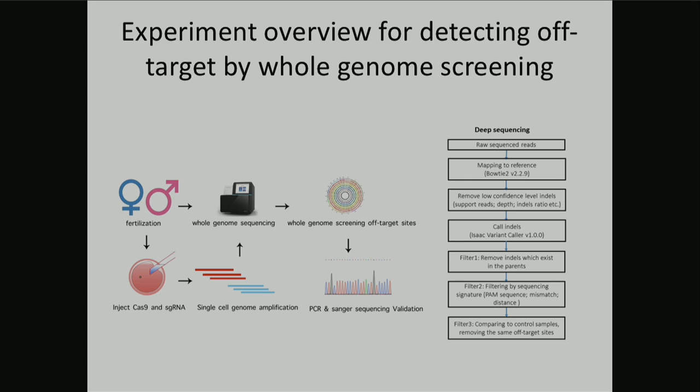And we develop a bioinformatics pipeline to filter out variants by parent genome, by mismatch similarity to the guide RNA, and also by quantities. Then we can pull out a list of putative off-targets. And then we use Sanger sequencing to validate them one by one to see if they're real off-targets or not.